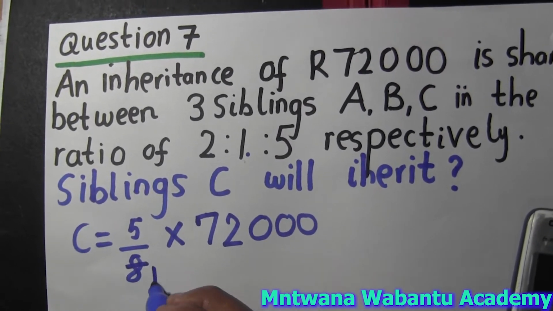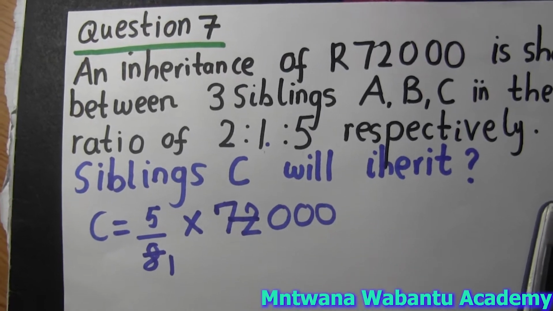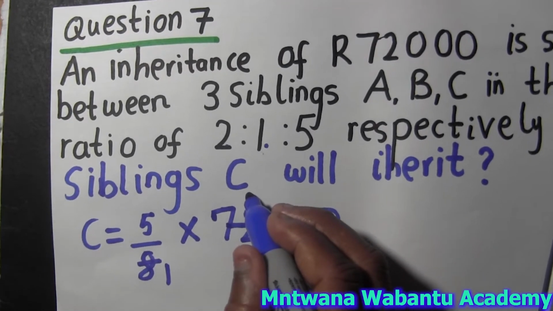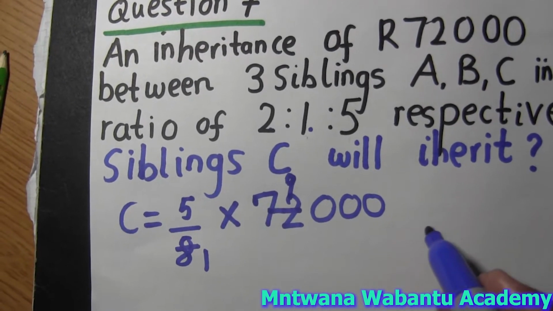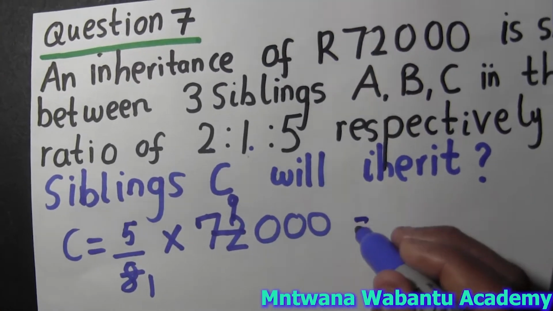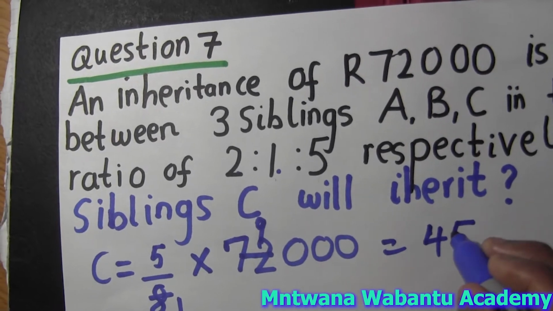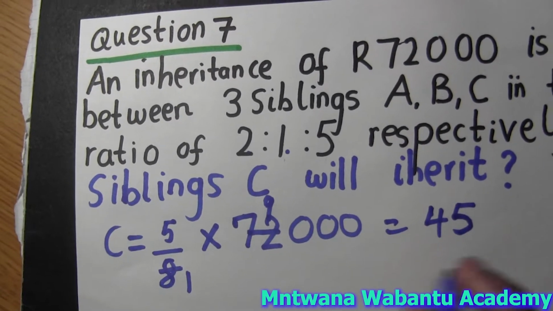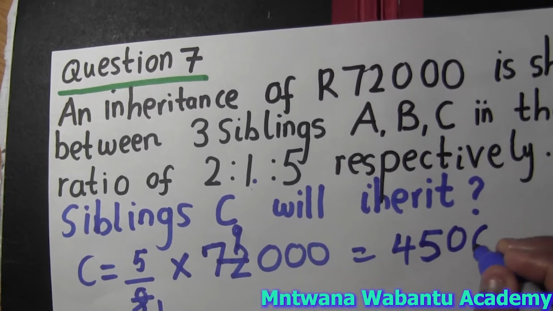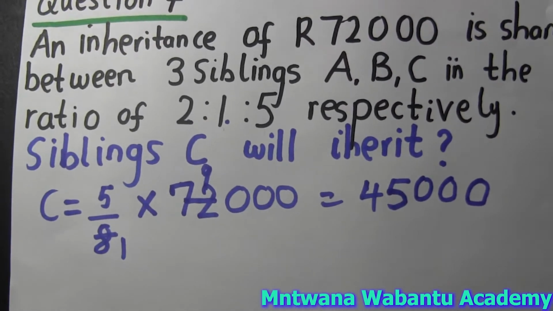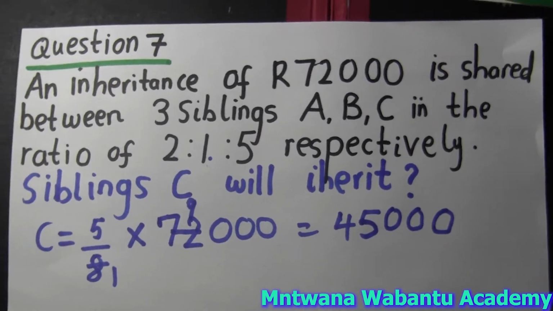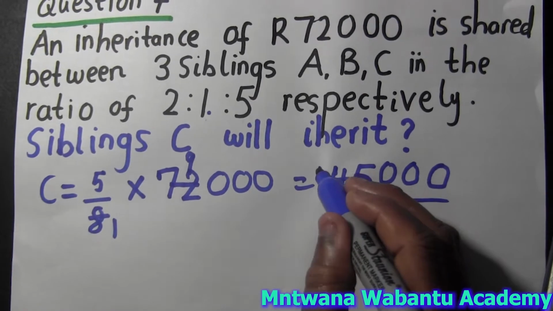Okay, so now we say 8 into 72 is going to be 9. It's going to be 9. Okay, so we still have the 0, 0, 0. Now 5 times 9 equals 45. Okay, and then how many zeros? 1, 2, 3. So sibling C is going to inherit 45 000. So this is the answer for this case.